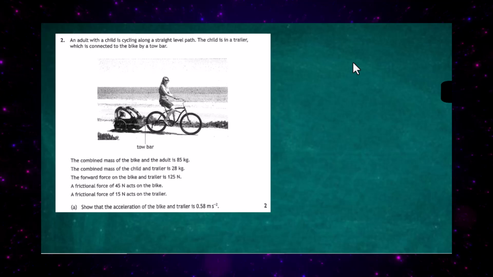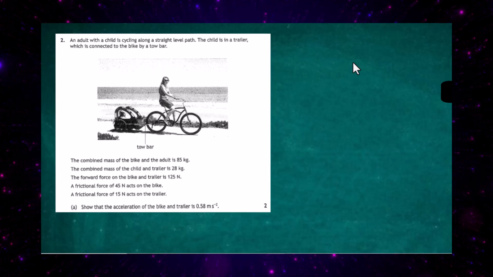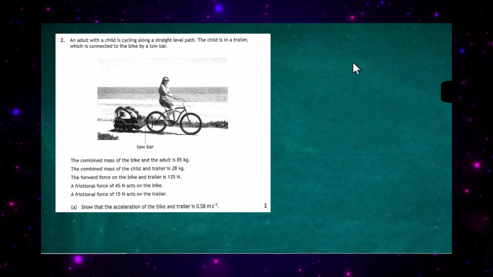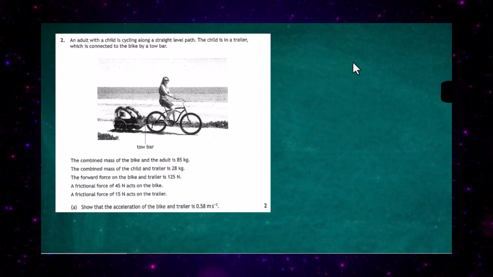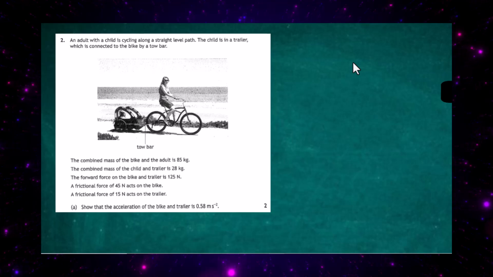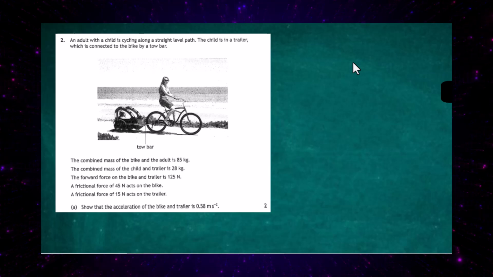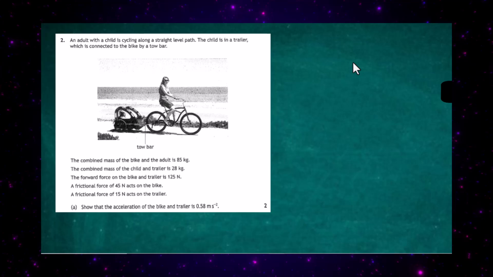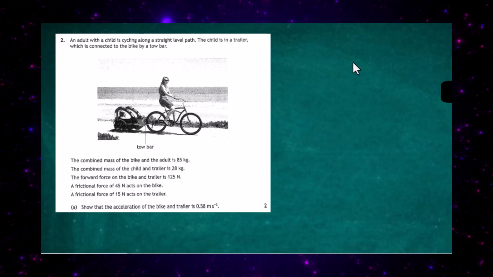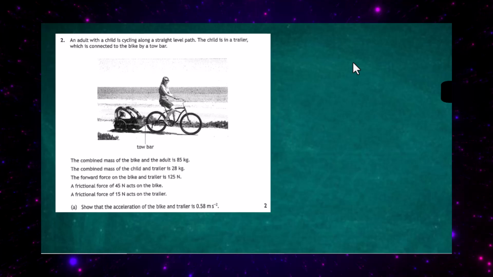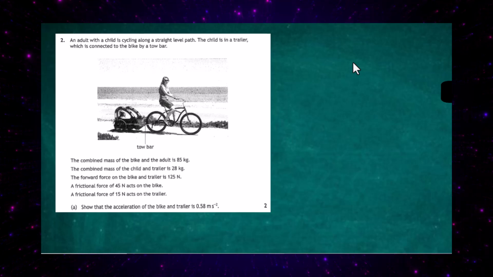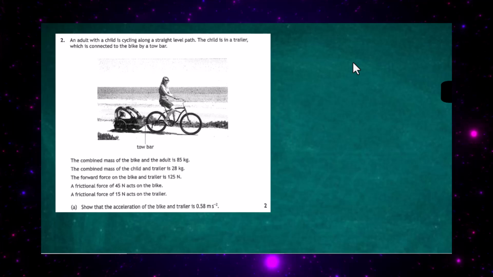Question 2 from Section 2 of the 2023 Higher Physics exam from the SQA. An adult with a child is cycling along a straight level path. The child is in a trailer which is connected to the bike by a tow bar, as shown in the picture. The combined mass of the bike and the adult is 85 kilograms, and the combined mass of the child and trailer is 28 kilograms.